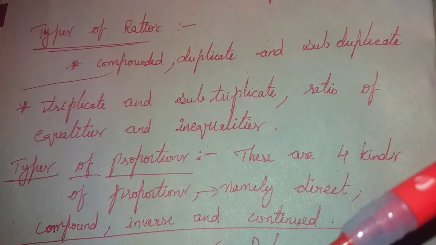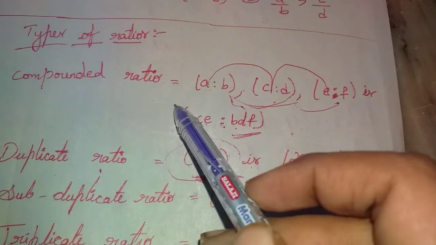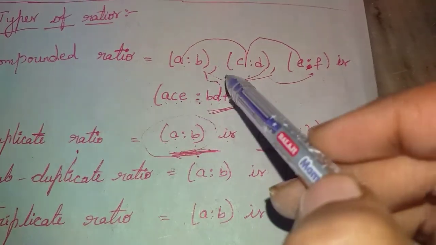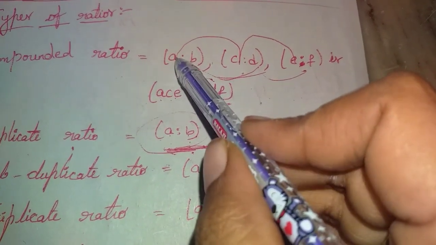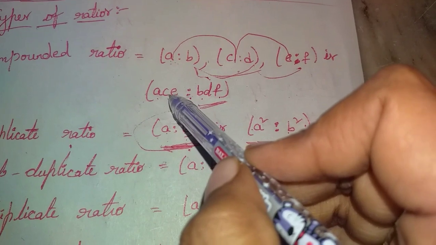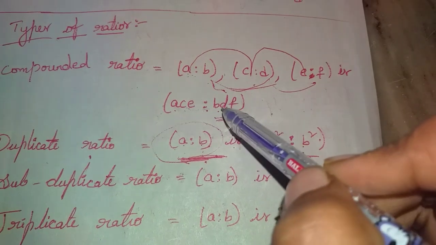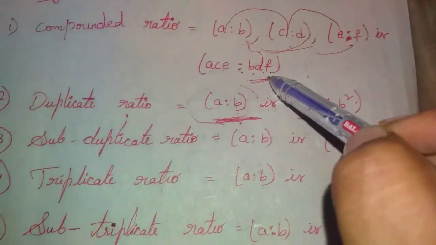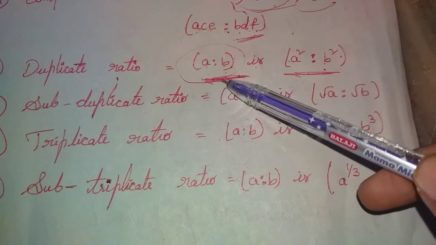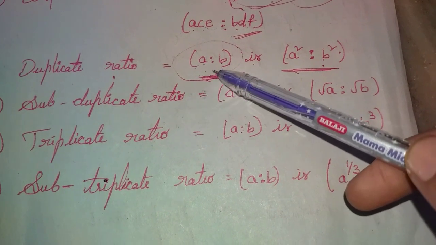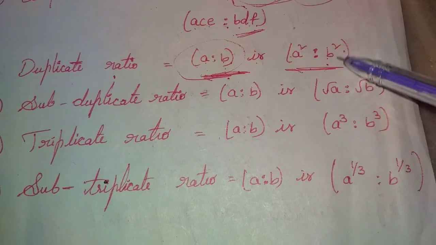Now let's discuss some formulas. Compounded ratio. If the numbers are given in the ratio, then A C E is to B D F. What is the compound ratio? A C E is to B D F. Now coming to duplicate ratio, if the numbers given are in the ratio A is to B, then the ratio of their squares means A square is to B square.